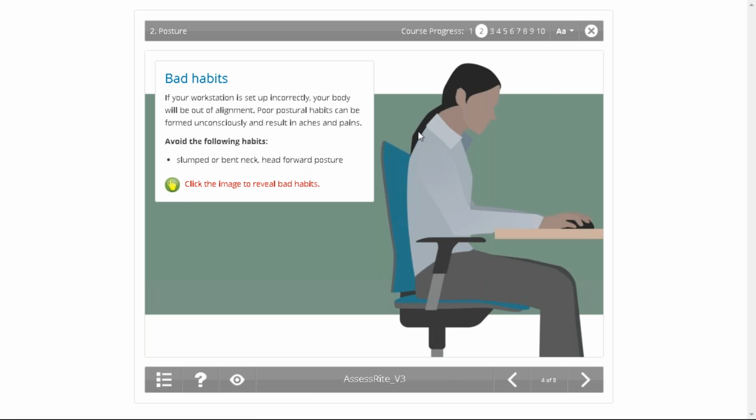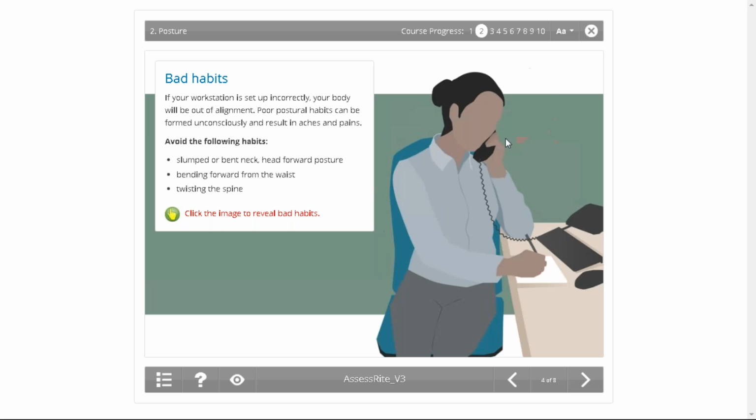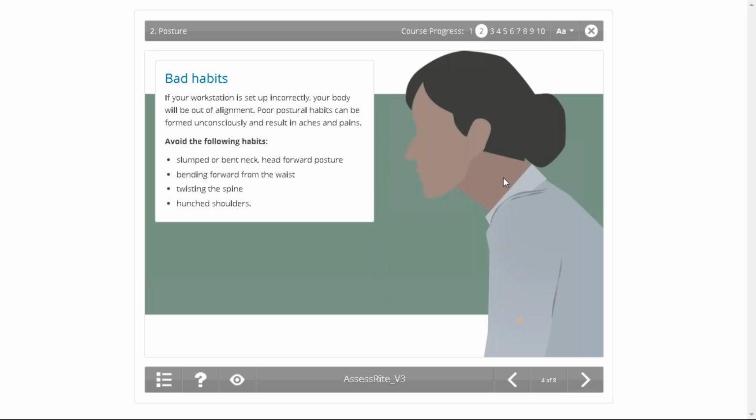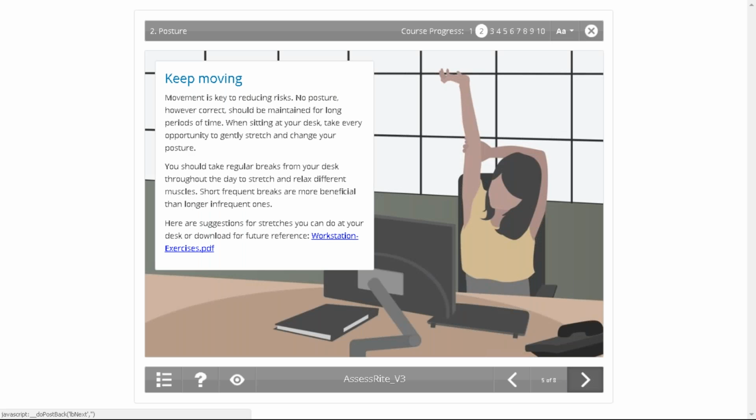Slumped or bent neck, head forward posture. Bending forward from the waist. Chris is doing that right now. Twisting the spine. Just stretching, Ellie. That was a micro break. And hunched shoulders. So keep moving.